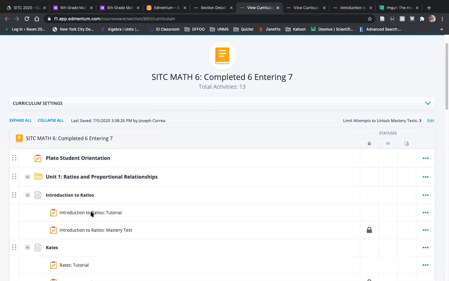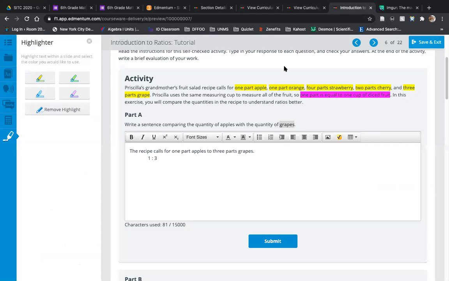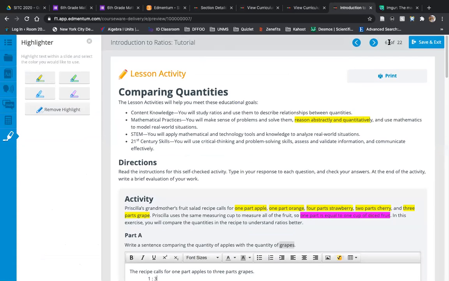You're looking at the tutorial. Once you click on that, that's going to take you to this thing here that we're working on. Right now, this is slide 6. You're going to start at slide 1 and move forward.